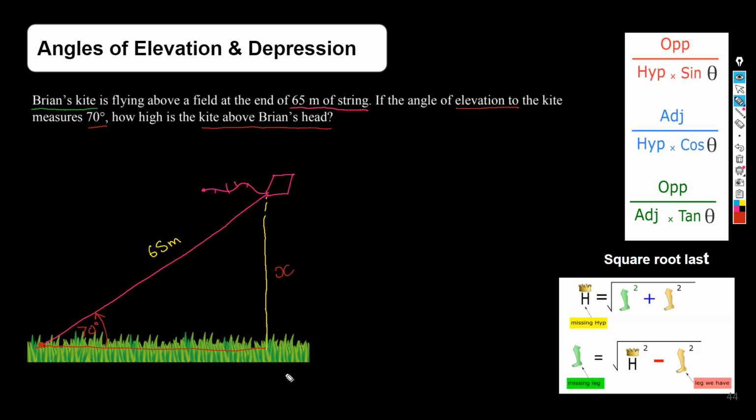Do you all think you can find x? They gave you an angle. They gave you 65 meters. Use either sine, tan, or cosine to find x. As simple as that.